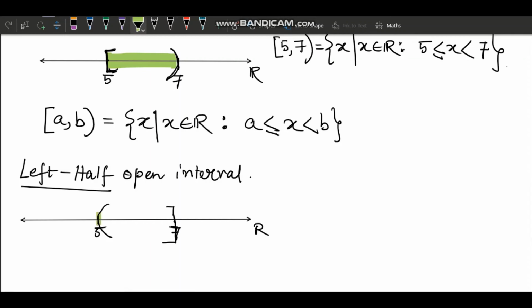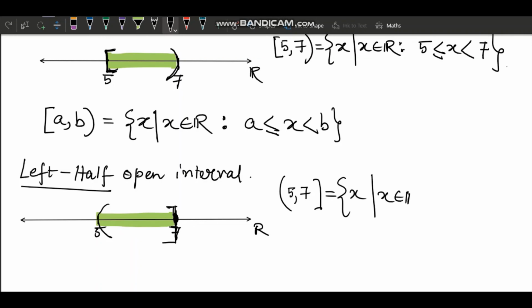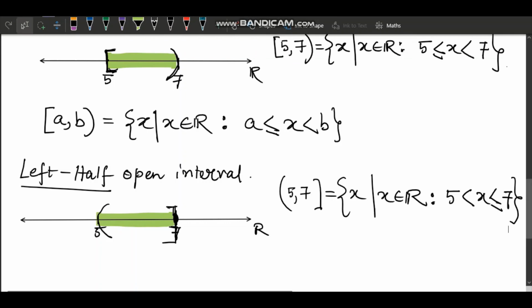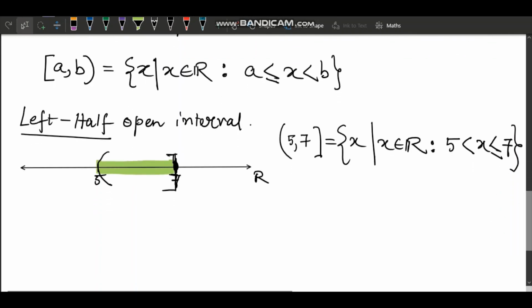So this will consist of all the numbers which are in between 5 and 7. Obviously 5 is not to be taken but 7 is definitely to be taken, and we write it as open at 5 and closed at 7. So this is x such that x belongs to R and x is obviously greater than 5. It does not include 5. X cannot be equal to 5 and it can be equal to 7. It is less than or equal to 7. So this is how we can denote this in the general form.